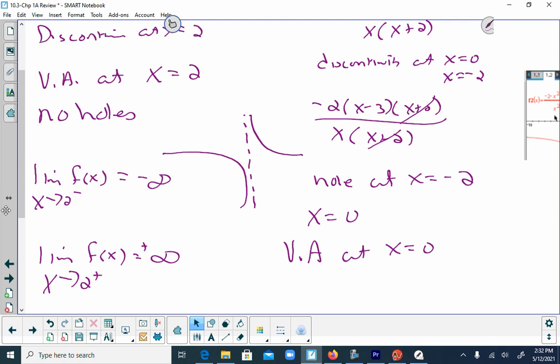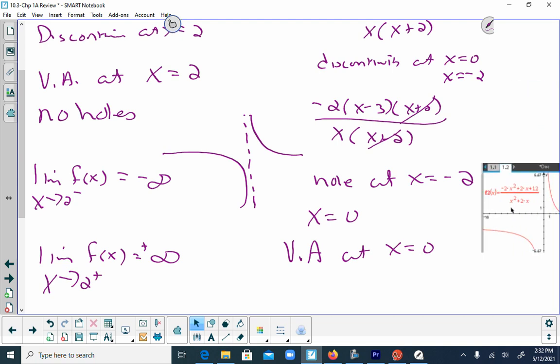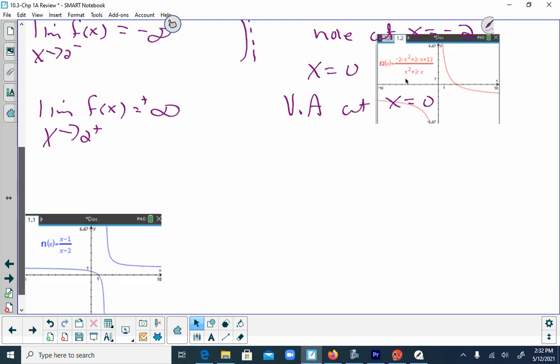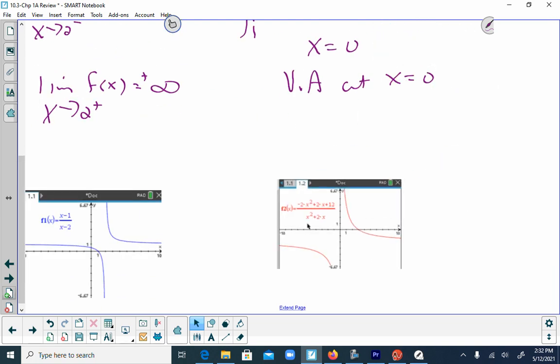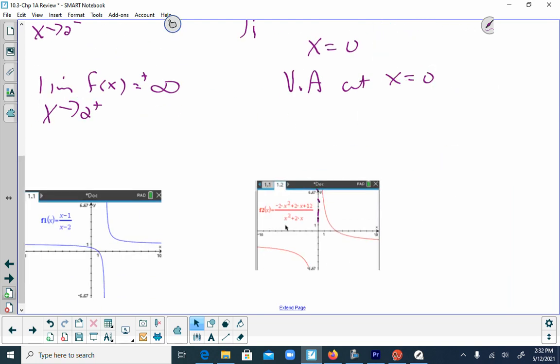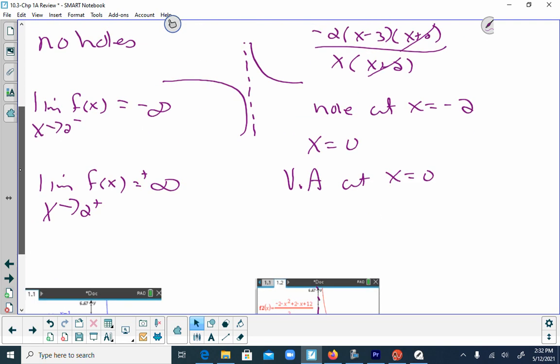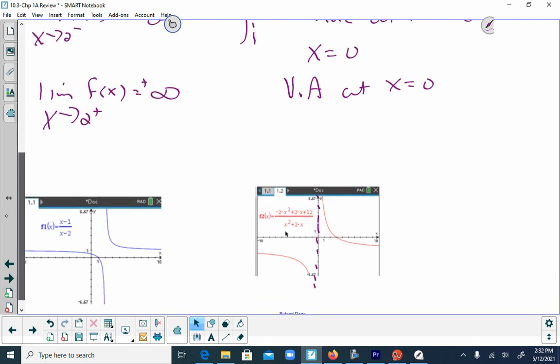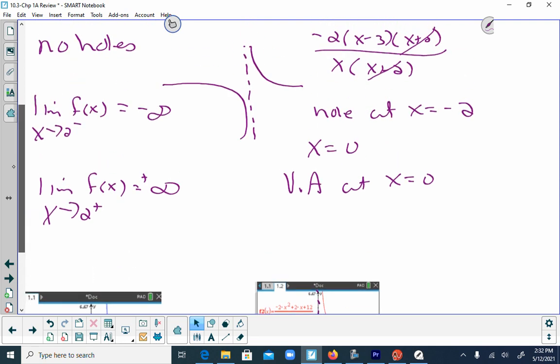To talk about the limit or the end behavior as I approach that asymptote, here's my graph. Here's that vertical asymptote. Notice I do not have a vertical asymptote at 2 or at negative 2. I can't even tell that it's not continuous. I'd have to actually go on my graph to see it, or go on my table to see it.